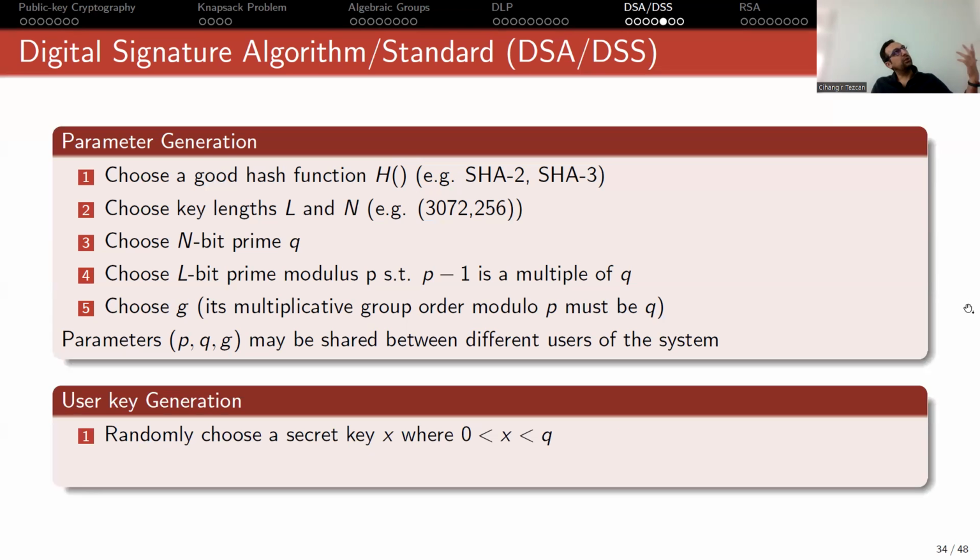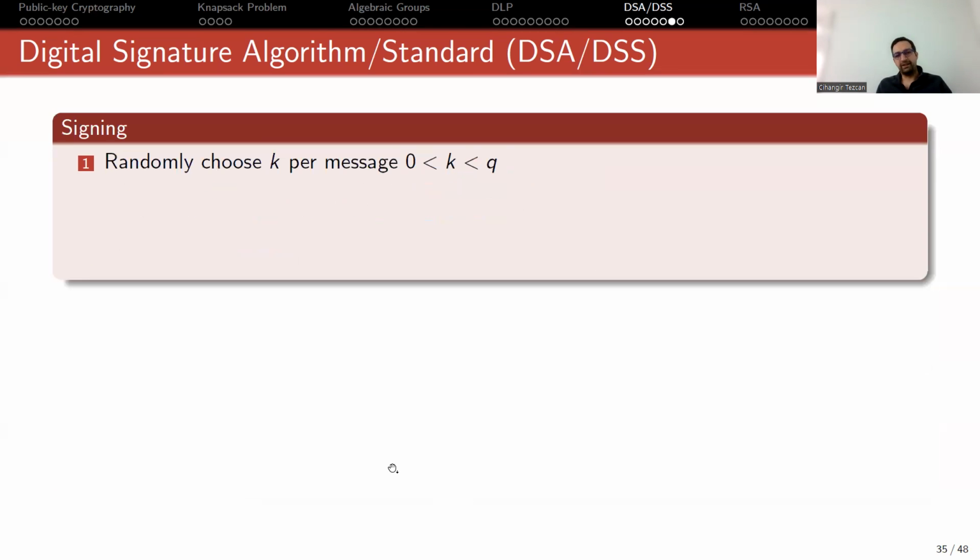Next, everybody who is going to use this system has to generate their secret keys and public keys, right? So as the secret key, you randomly choose a secret key X, as in the case of what we did in the ElGamal encryption algorithm. Then you calculate the public key Y equals G to the X mod P, right? Y is your public key, X is your secret key. Again, if you can solve the discrete logarithm problem, you capture the private key. So let's look at signing.